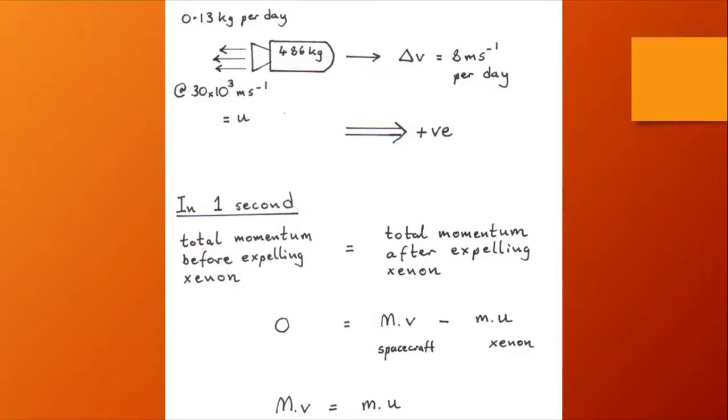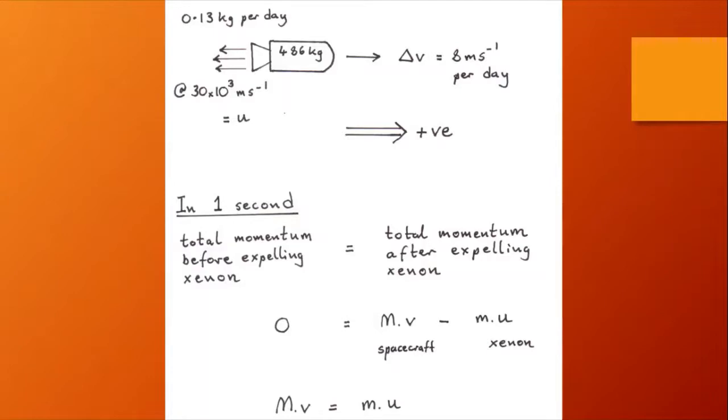Now, let's think about what's happening in 1 second. In 1 second, the total momentum before expelling the xenon equals the total momentum after expelling the xenon. Before, 0. After, big M times V for the spacecraft minus mu for the xenon. Remember, the xenon will have a negative momentum. And quite clearly, MV equals mu.